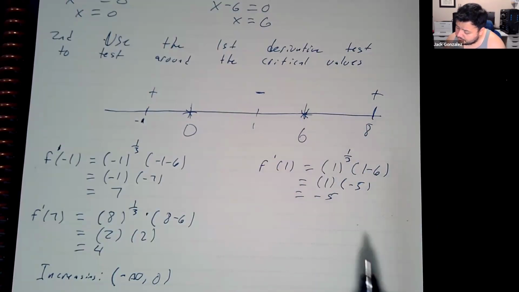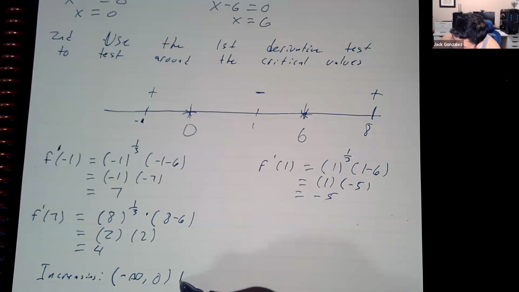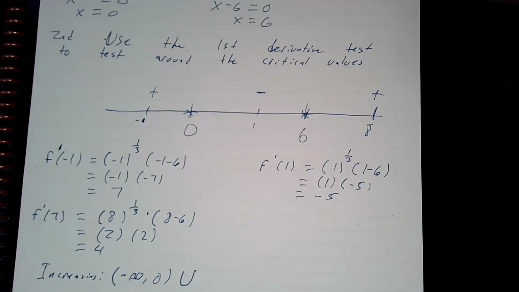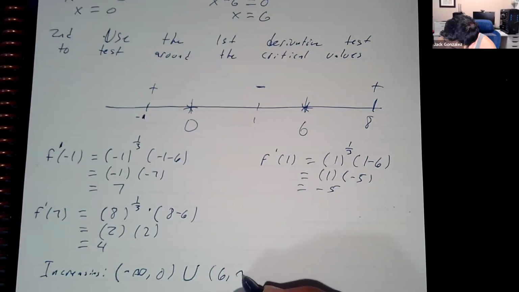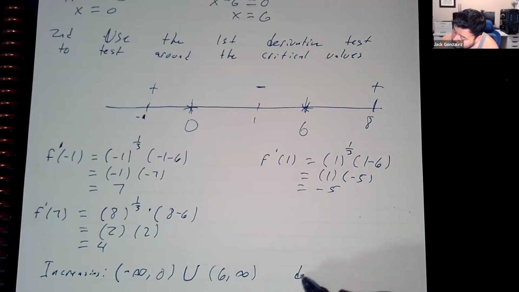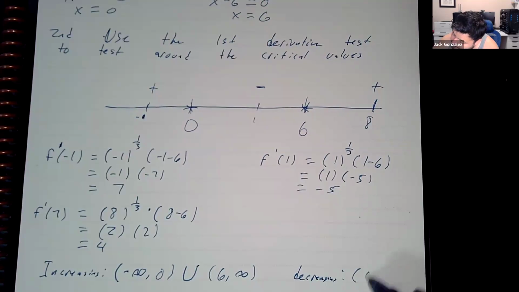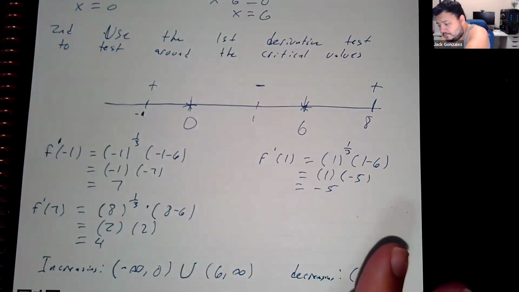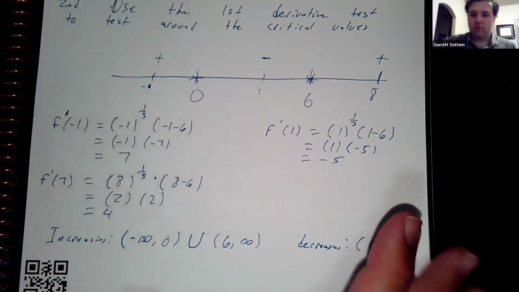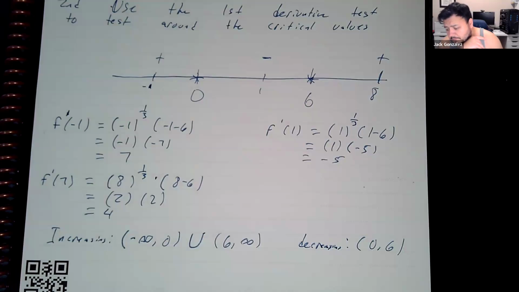Where else are we increasing? We had 2 sections, right? From 6 all the way until forevermore. Yeah, there we go. Just make sure you use a union. And we're decreasing just in the middle, right? Yeah, that'll be it. Just decreasing in the middle. So any questions on the first derivative test? Because that's basically all this was.